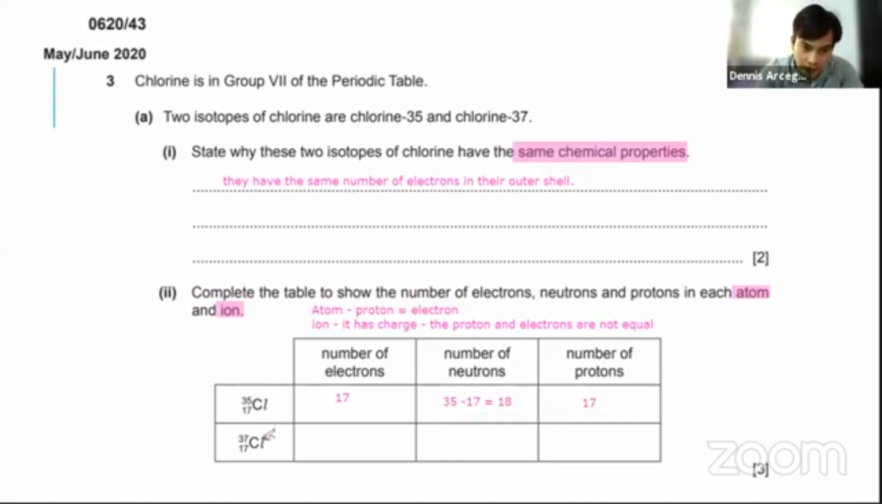Okay. Now, next one. This one is an ion because it has charge. Now, if you look at this one, as I told you earlier, 17 is the number of protons. It's always the atomic number, the number of protons.